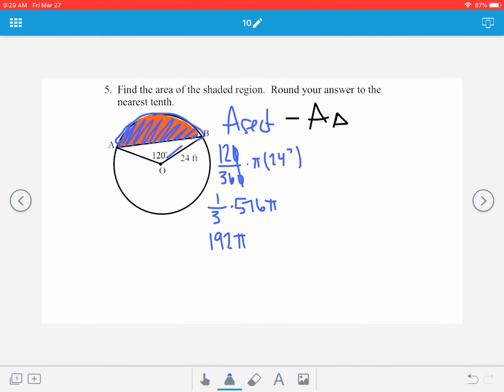Okay, so again, that would give me the entire sector, that whole region that I just colored in blue. But now we need to find the area of the triangle and subtract that. So, triangle. 1/2 base times height. Remember, the base and the height have to form a right angle. No right angles in this triangle right now. When I look more closely at it, segment OB, 24 feet, that's a radius, and so is segment OA. So we have an isosceles triangle.